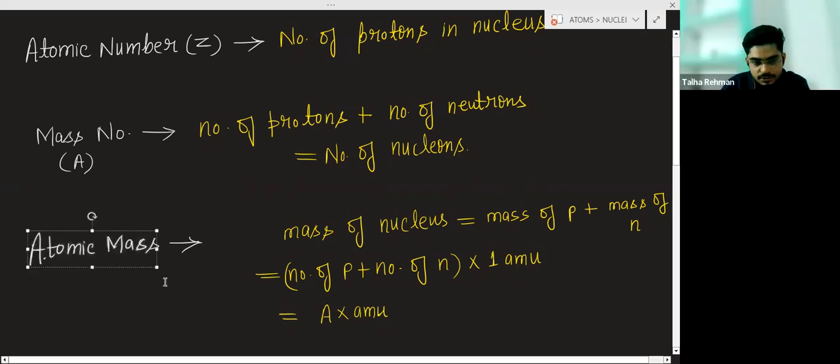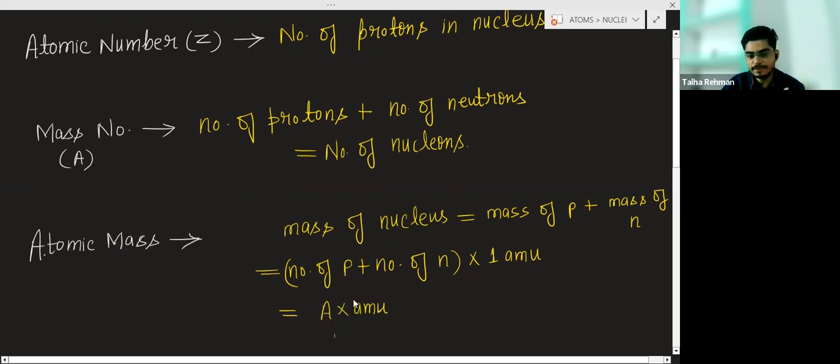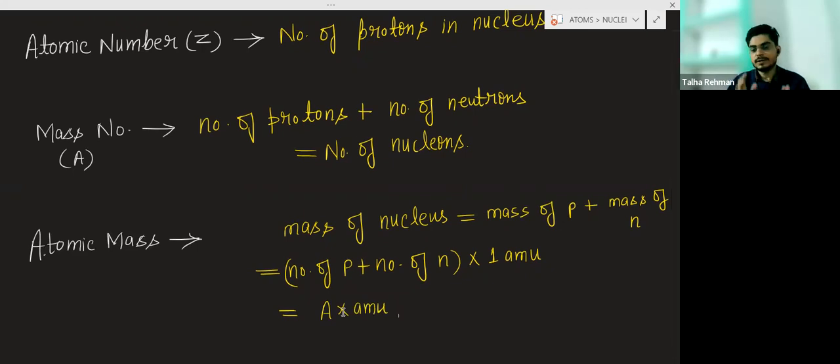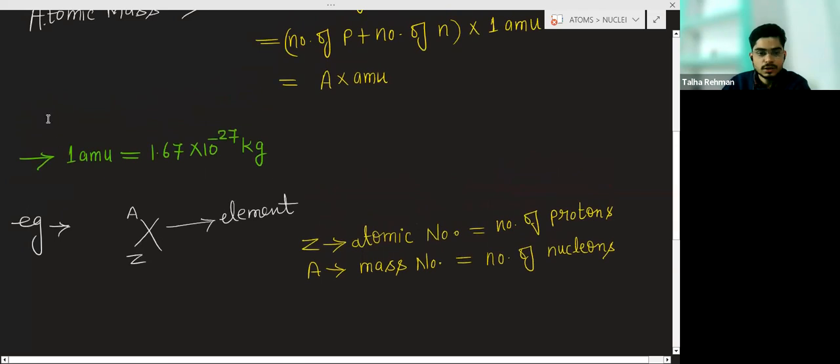So atomic mass is basically the mass number multiplied by 1 AMU. And what is mass number? Mass number is basically the number of nucleons. And what are nucleons? The total number of protons plus neutrons inside the nucleus. And 1 AMU is equal to this.